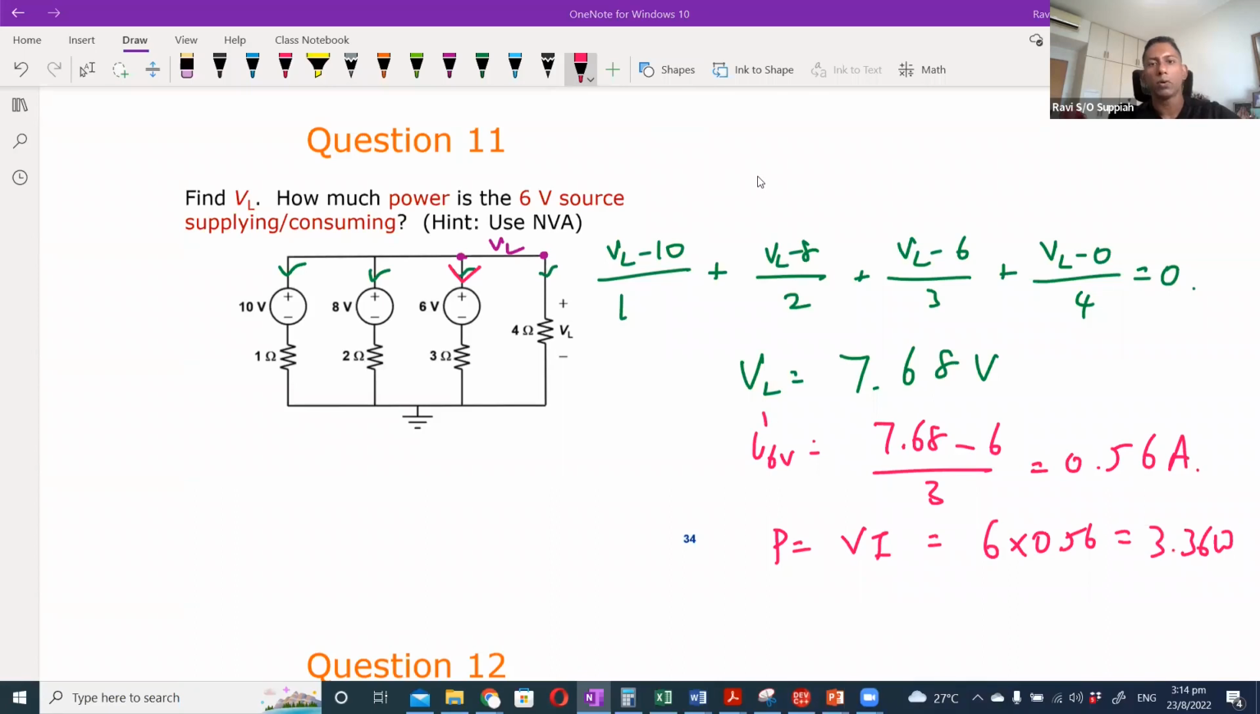You know it is flowing in because current will always flow from a higher potential to a lower potential, correct? In our case, since VL is 7.68 volt, this point is 7.68, and this is 6. So current is always going to flow into the 6-volt branch, based on the potential difference.